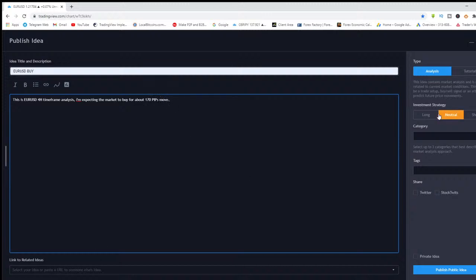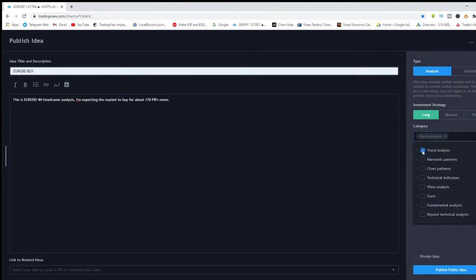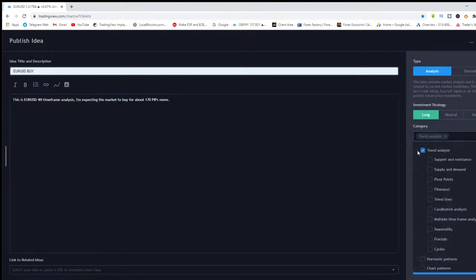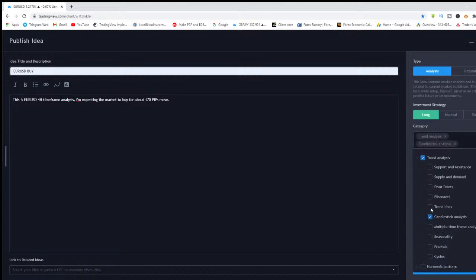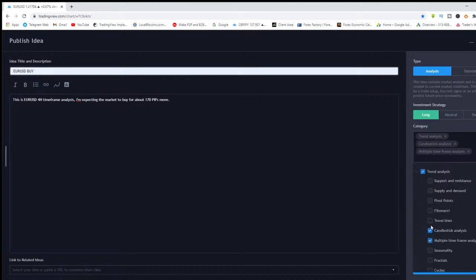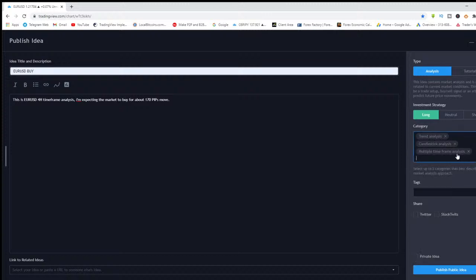All right, then it's going to be a long position analysis. This analysis is a trend analysis, then candlestick analysis, and multiple time frame. Those are the analyses that we just did now: candlesticks, multiple time frame, and also the trend analysis. That's what we did right now on Euro USD.